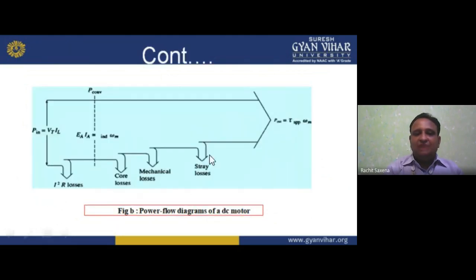Now similar to that, we have the power flow diagram of the DC motor. Here we have VT and IA, meaning electrical input. I square RA loss. Now EA will be converted into rotation, that is electromagnetic induction. Then we have the core loss, mechanical losses, stray losses, and we get the torque and speed, that is mechanical output. I hope you understand.